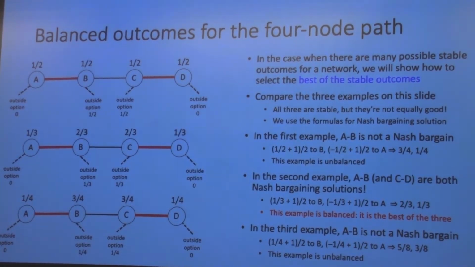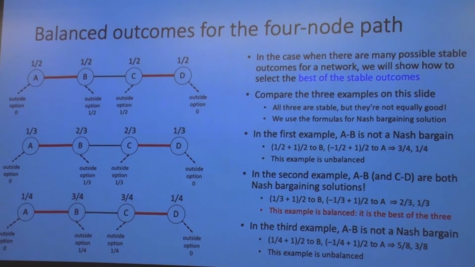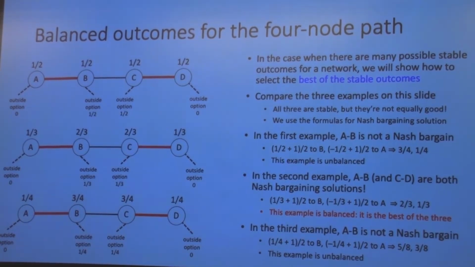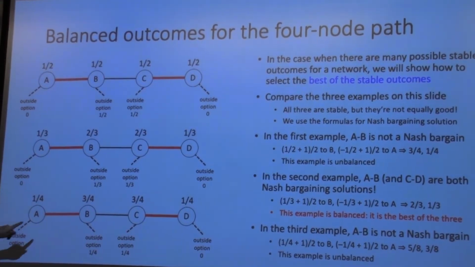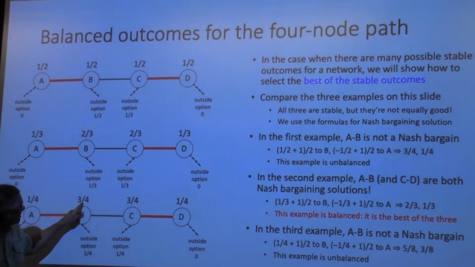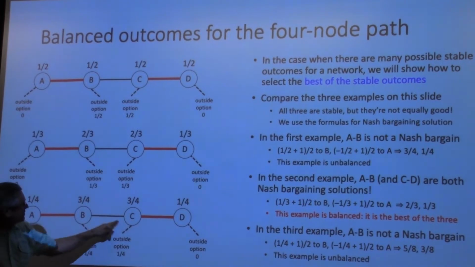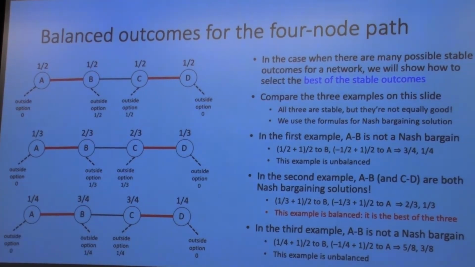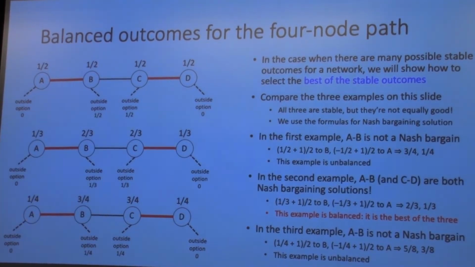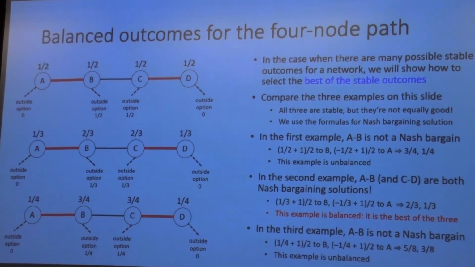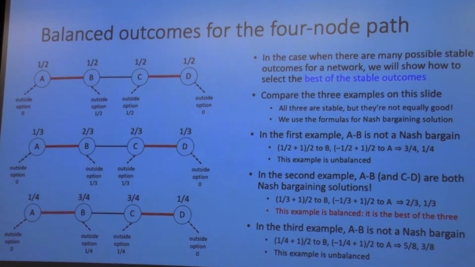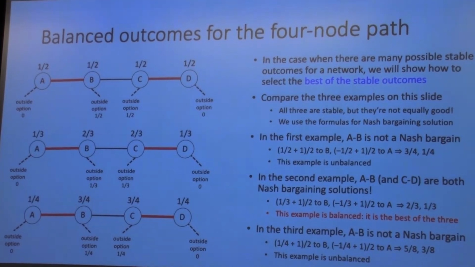Okay, so there's a lot of possible stable solutions. All three of these are stable. And you can see that because the sum of B and C is always greater than or equal to 1. So B and C cannot steal from each other. So all three are stable. But they're not the same. And some of them are better than others. How can we compare them? We can compare them, actually.